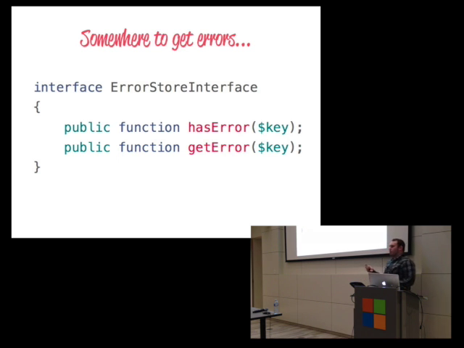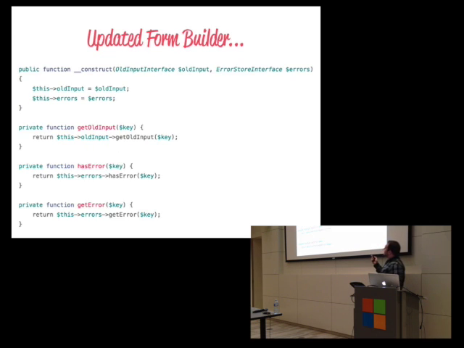And now our actual form builder class that was originally taking just the session interface as its only dependency can instead take two dependencies. So we'll pass in some implementation of an old input interface and some implementation of an error store interface, assign those away to protected properties or whatever, and then update our implementations so that we're asking the old input implementation for the old input and the error interface implementation for the error stuff, right? So we can implement these the same way.